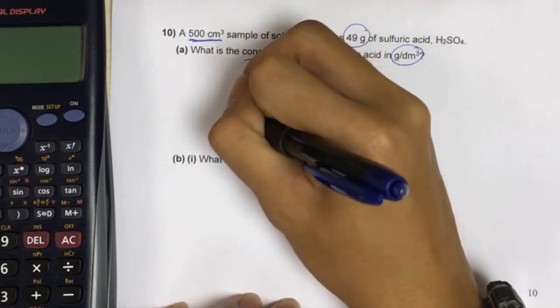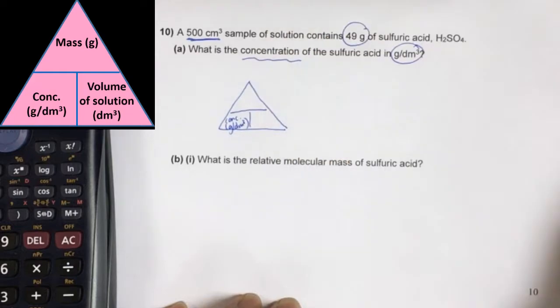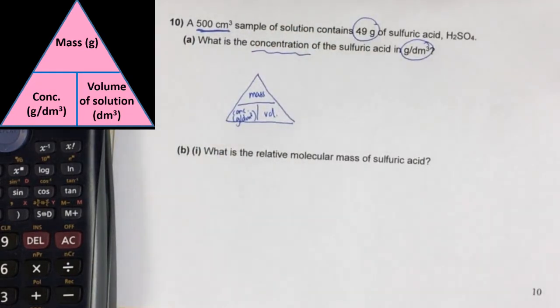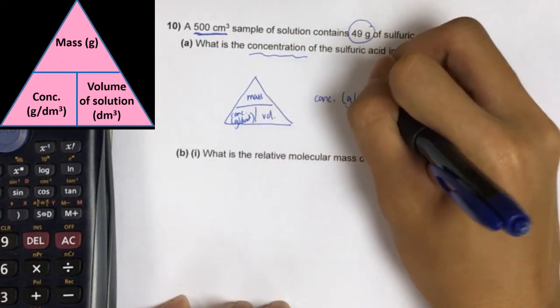In this case, it looks like this. So to find the concentration, I simply have to take the mass of the substance, which is 49 grams, and divide it by the volume, which is 500 cm cubed. But once again, I have to convert the volume into dm cubed.